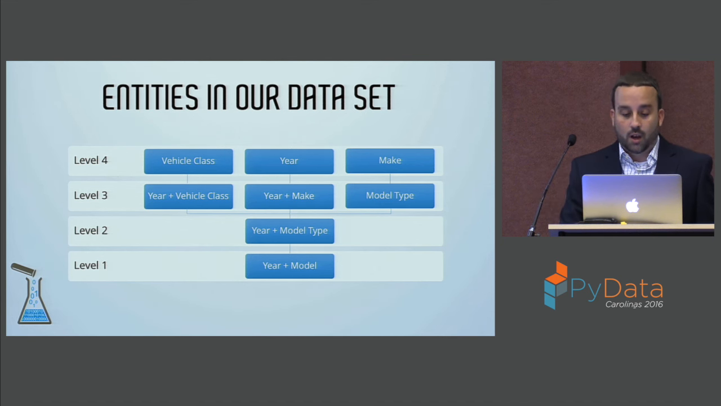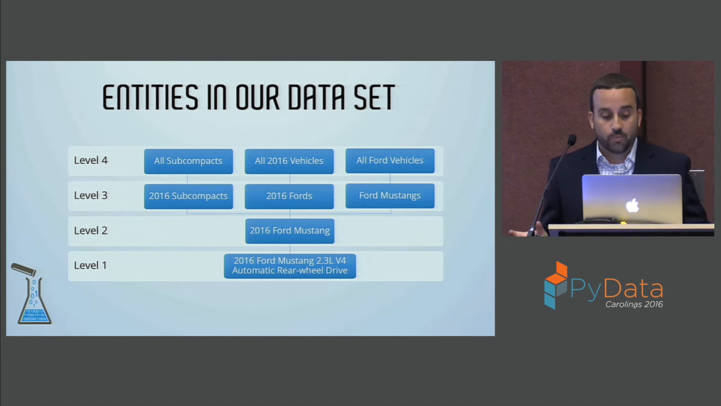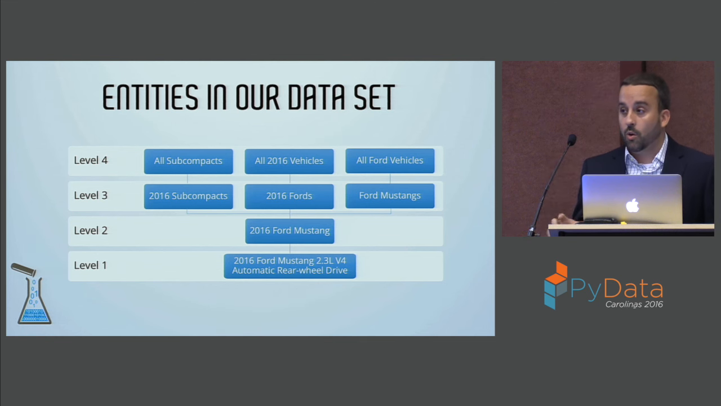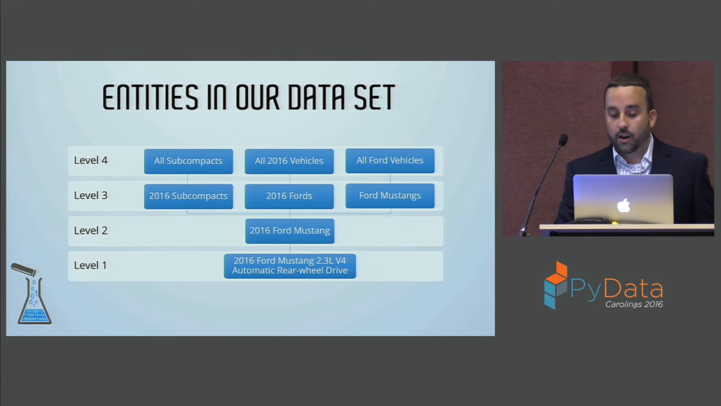And so to drive this home and make this a little clearer, here are some concrete examples of actual records that are in the data set. So at level 1, we're talking about a 2016 Ford Mustang 2.3 liter V4 engine, automatic transmission, rear wheel drive, right? So very detailed. At level 2, we're rolling that up to say, okay, all 2016 Ford Mustangs, and then so forth and so on up the hierarchy there.